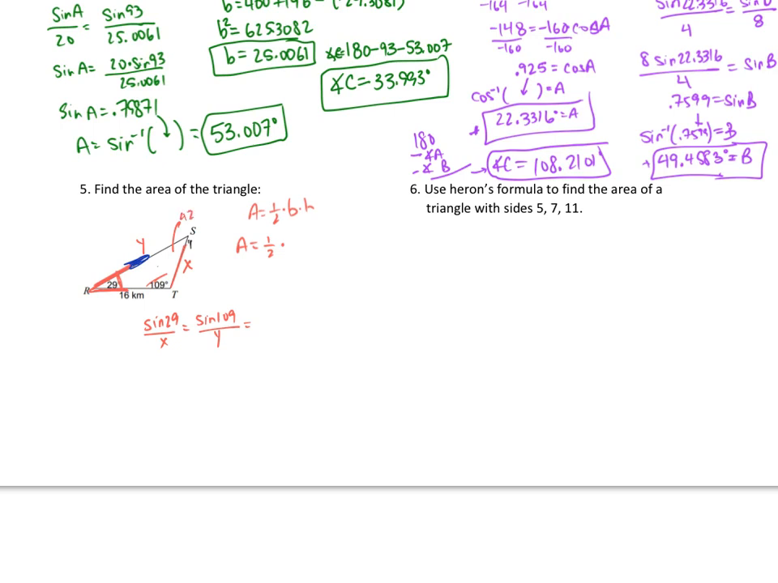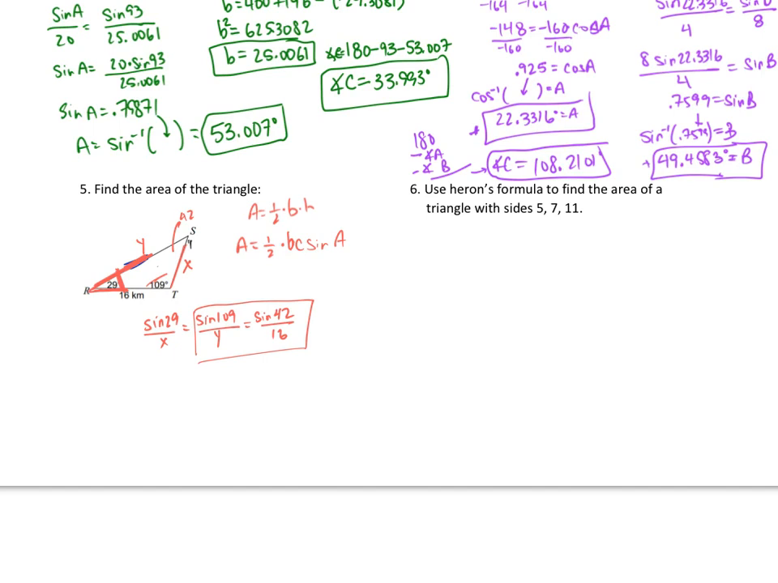109 from 180, then subtract another. Yes, that's correct. It would be 42 degrees, so we'd have the sine of 42 over 16. And now I can solve for this y piece. It's the y piece that I'm concerned with because I want this angle and the 2 included sides, because I want to use the formula that says 1/2 BC sine A, to be able to solve for the area.